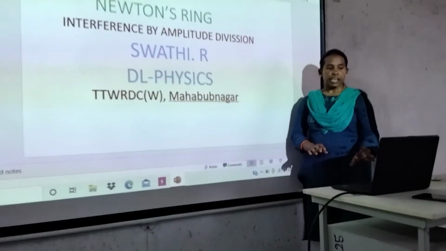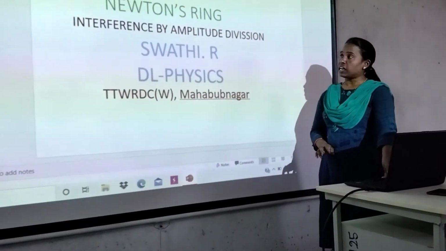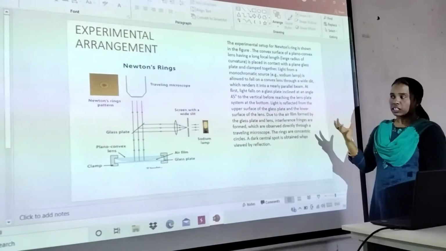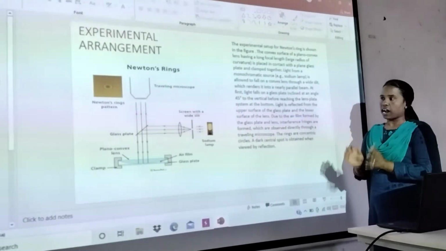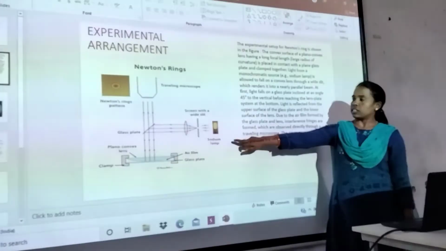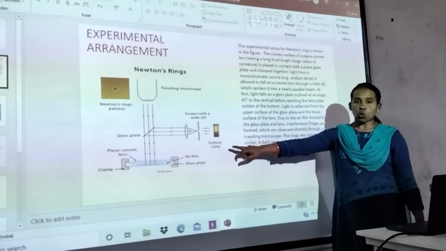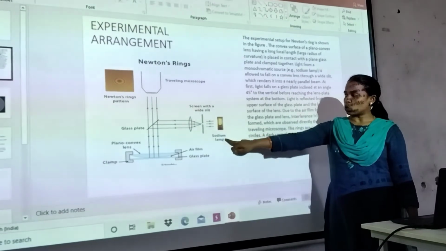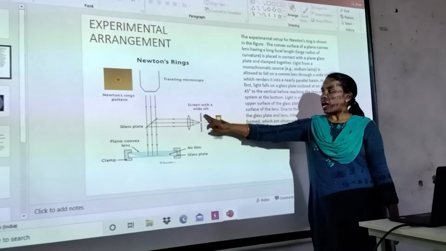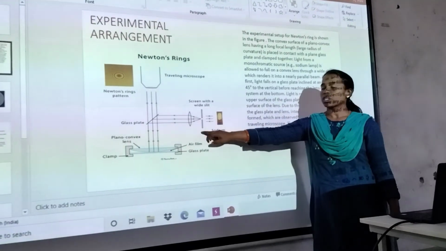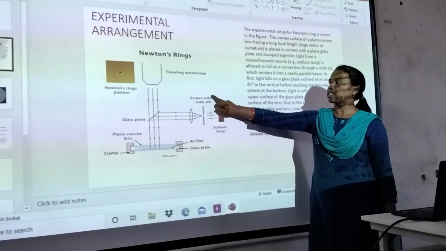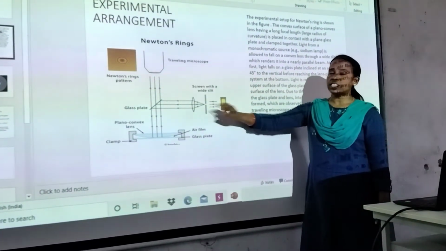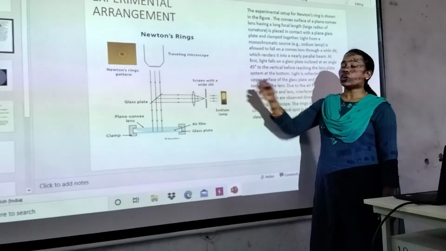Next, I will go with the experimental setup and the theory of Newton rings. Let us start with the experimental setup. See this. This is a sodium vapor lamp, which is the source of monochromatic waves. The light from the sodium vapor lamp is taken and passed through a narrow slit. The purpose of this slit is to make the beam into a narrow beam.